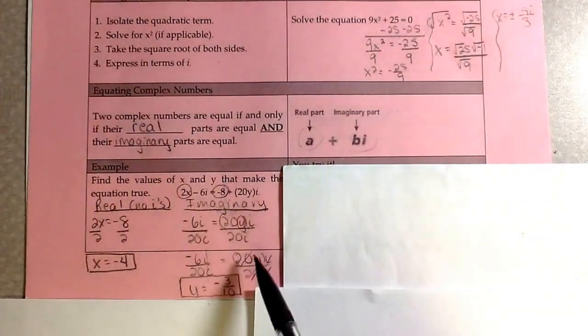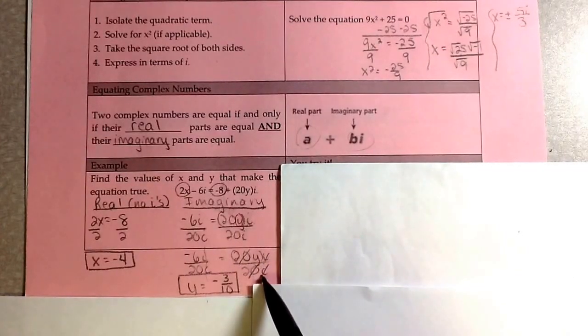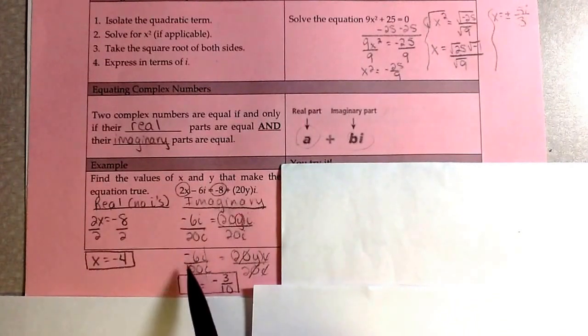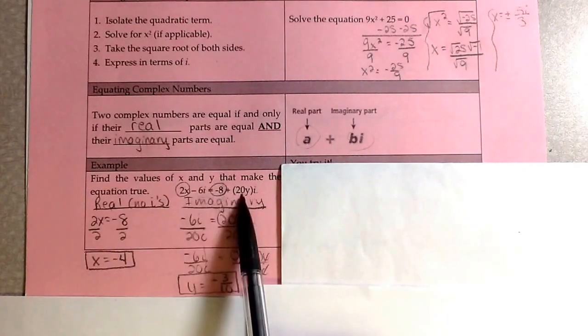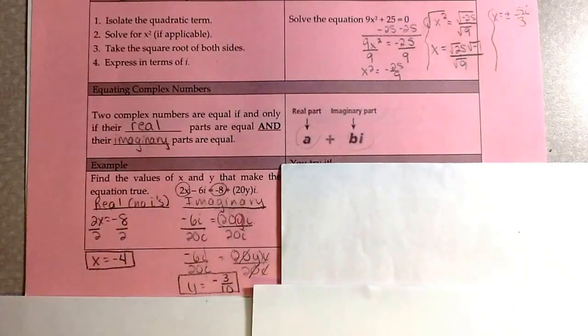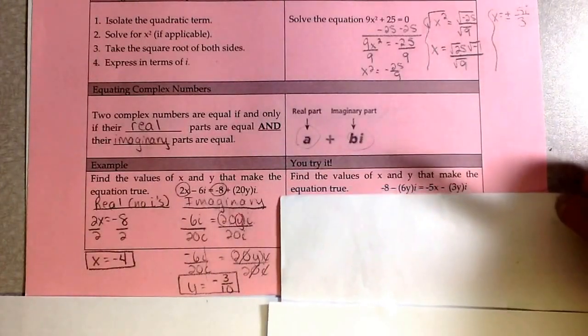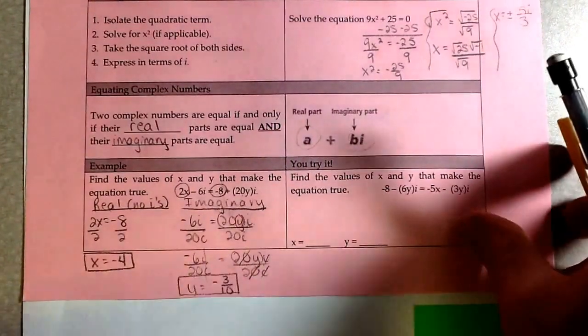Oh, I forgot that I wrote this here. 20 divided by 20 is just 1. i divided by i is just 1. So we have y by itself, and when I reduce the fraction, it's going to equal negative 3 over 10. So that's all you have to do. Set the real parts equal, the imaginary parts equal, and then solve for each. Okay, now here's one for you to try: find the values of x and y that make that equation true.